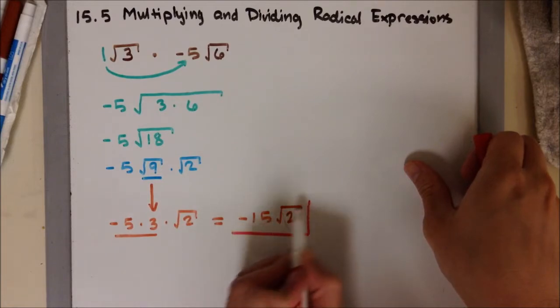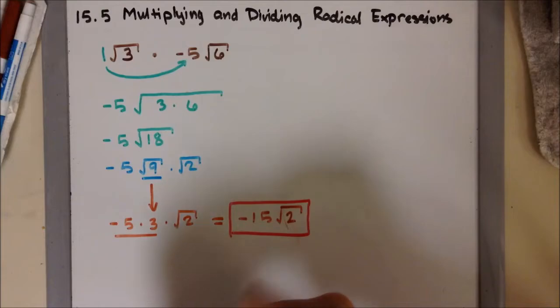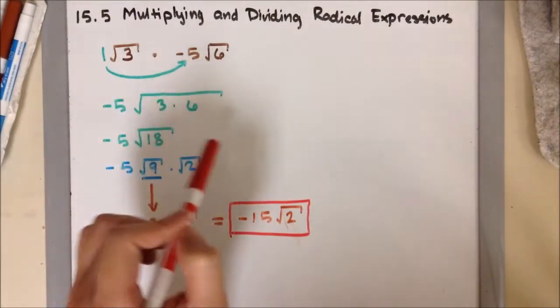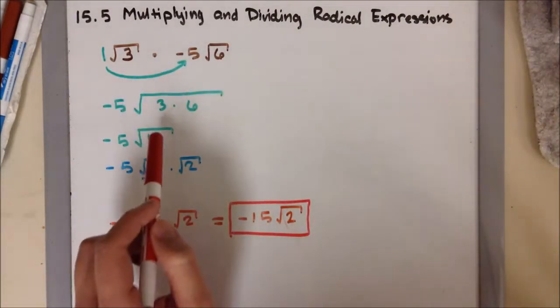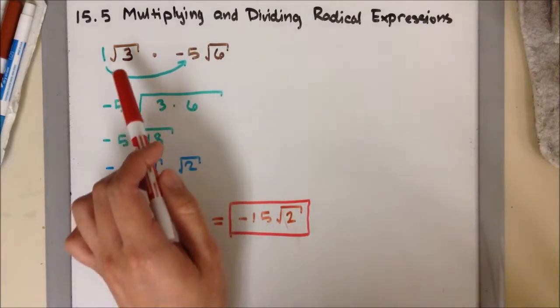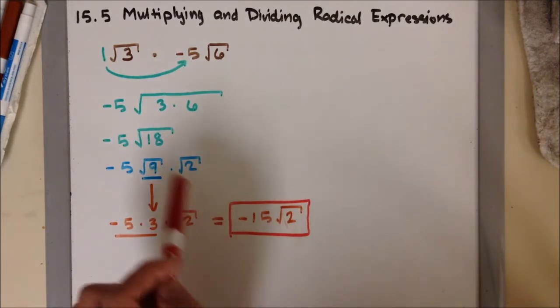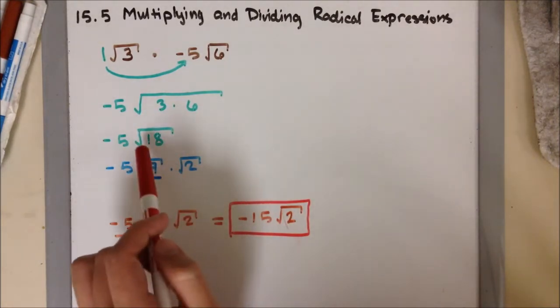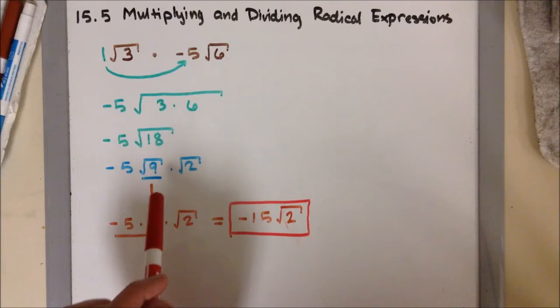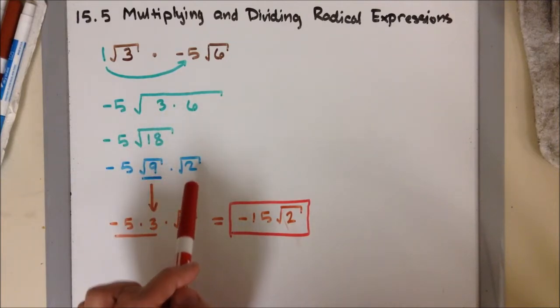And to review with this example, I'll multiply outside with outside and inside with inside. Now I did it step by step to illustrate that inside the radical I was multiplying 3 and 6, which is how we got 18. And then we checked if we can simplify the square root of 18, which we can. Therefore I broke down 18 into 9 and 2.